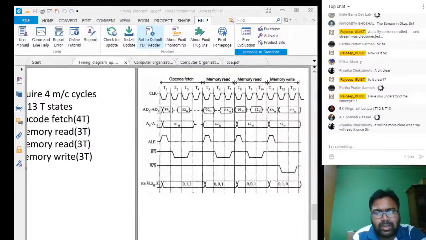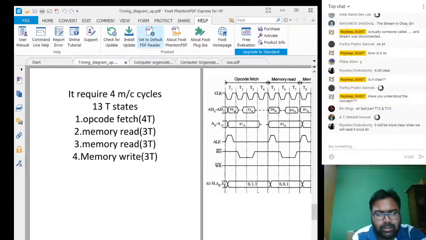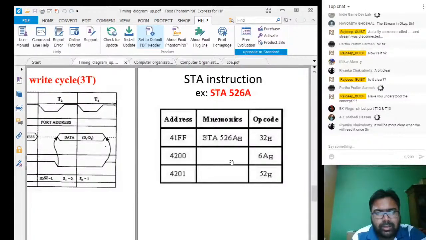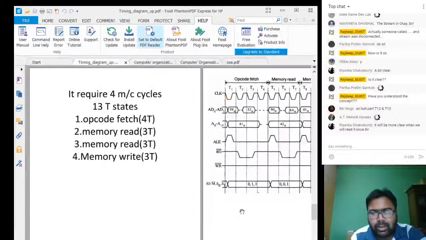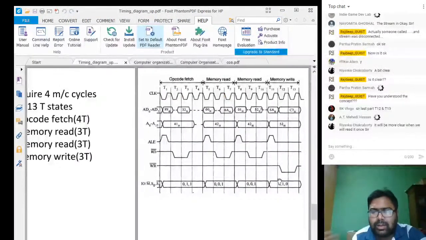Okay, so last part what is happening is T12 to T17. Here actually they have missed one thing. They did not give you what is there in your accumulator. Okay, STA instruction, what does it specify? What does your STA specify?